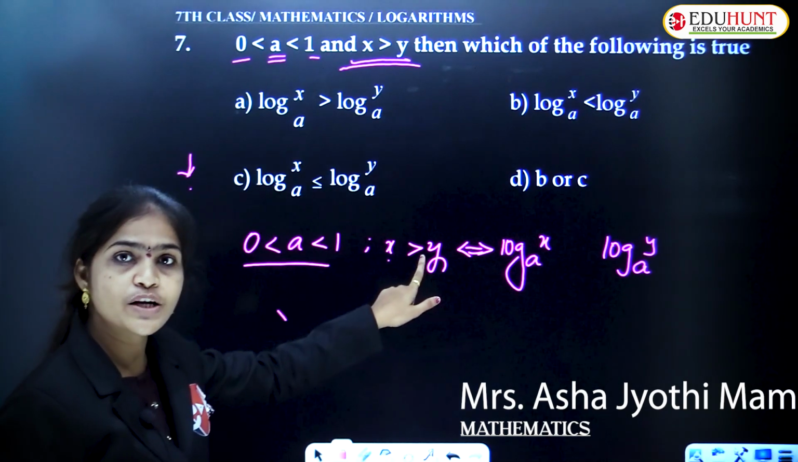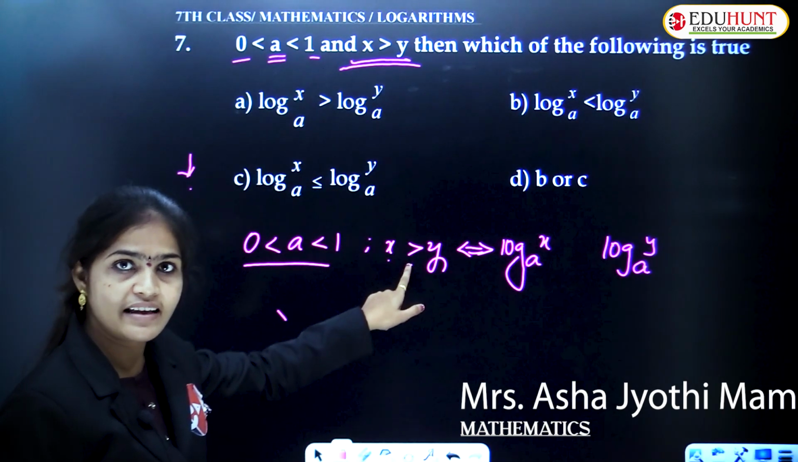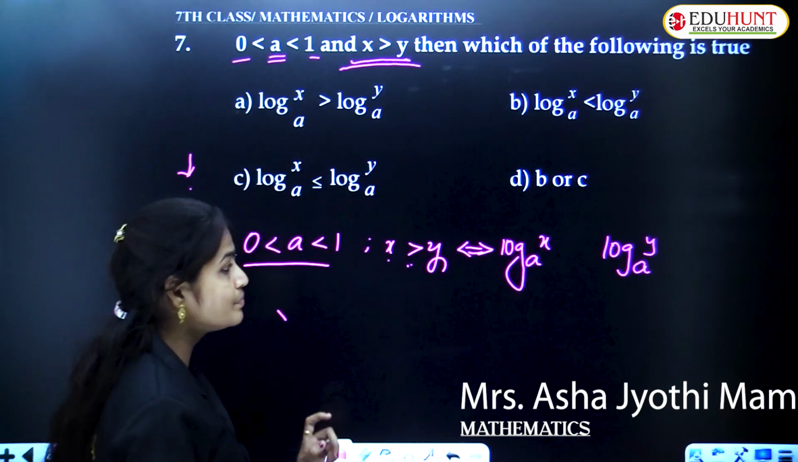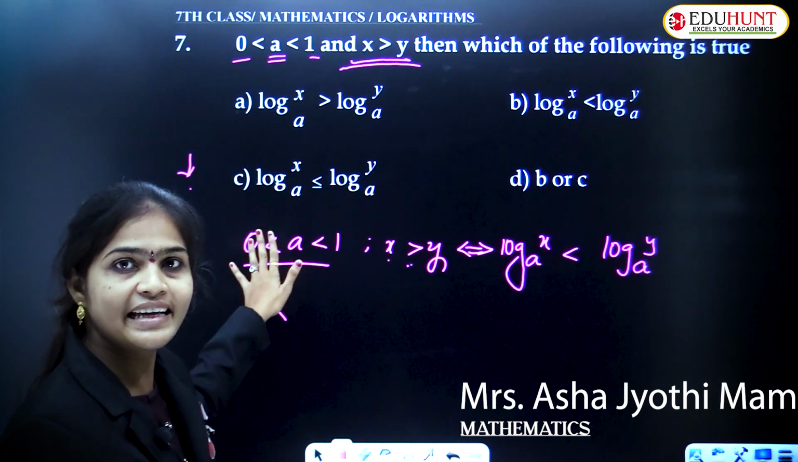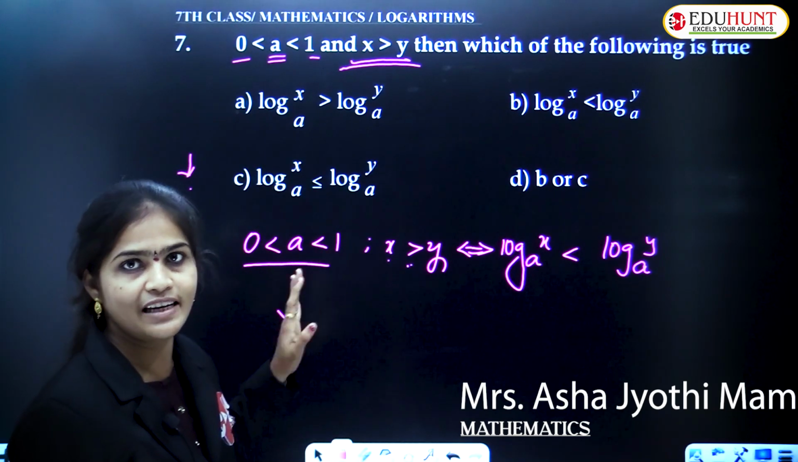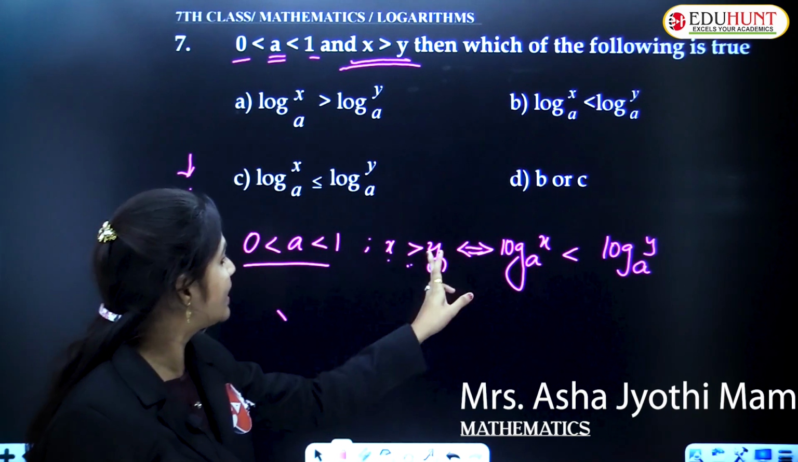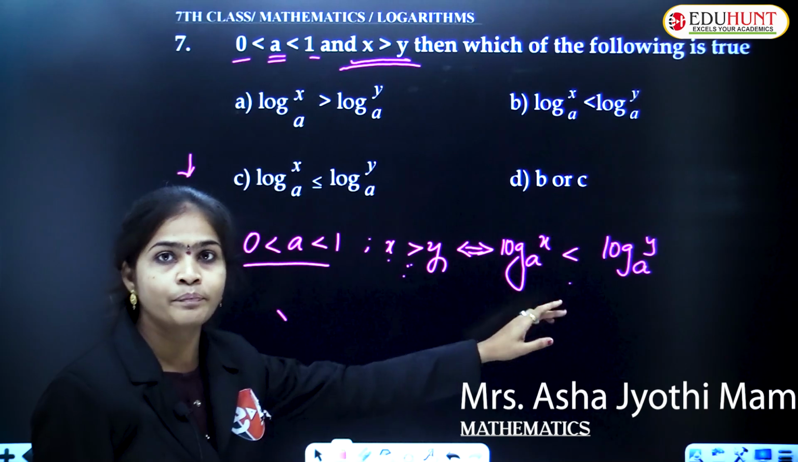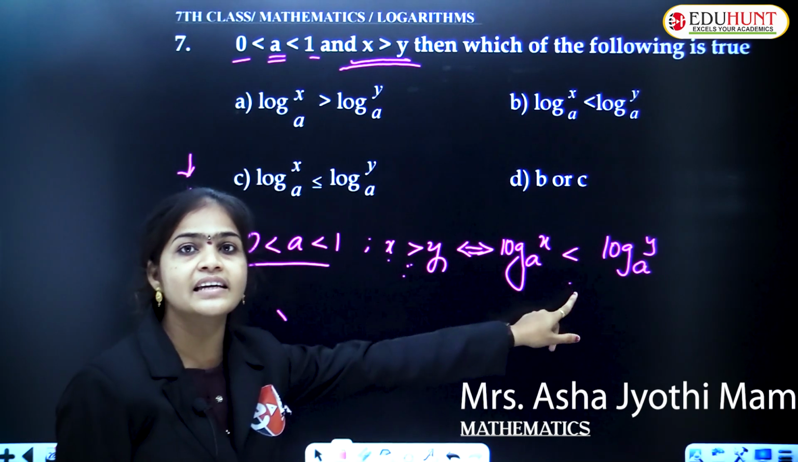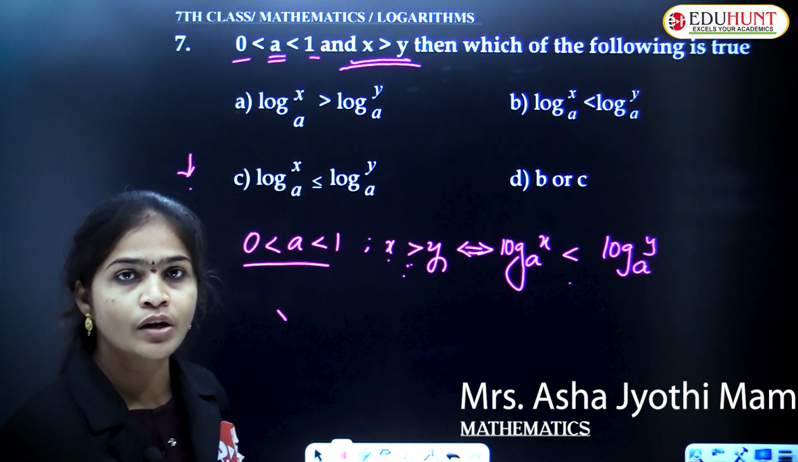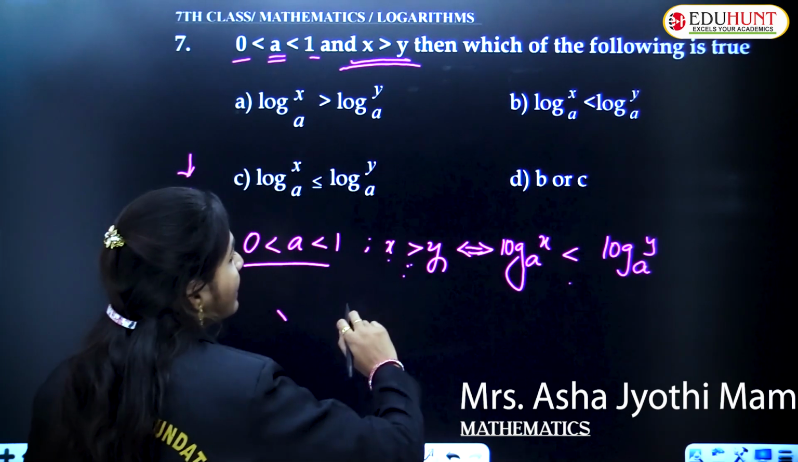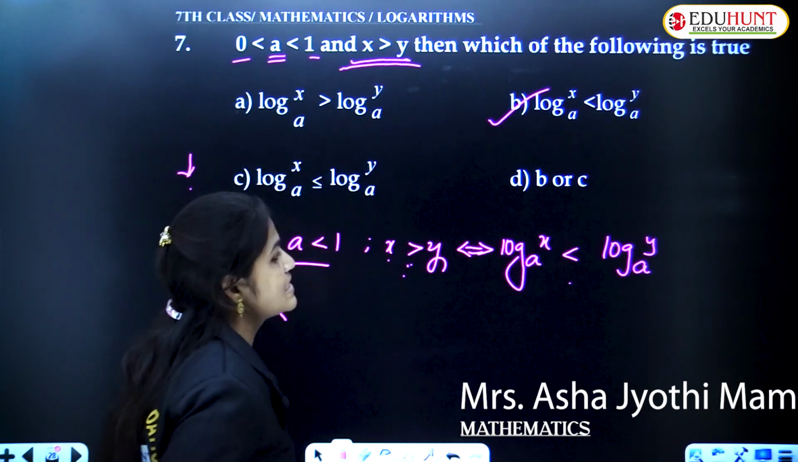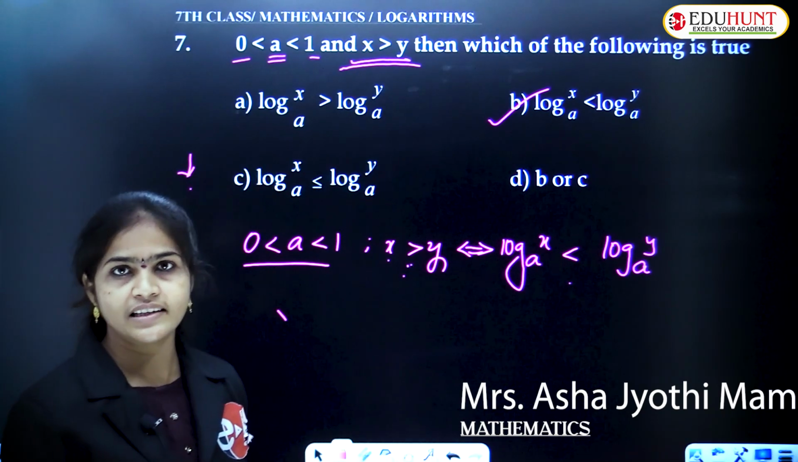So between x and y, which symbol is there? Greater than is there. So which symbol will come? Yes, the less than symbol will come. Why? Because this is a decreasing function, so there is a change in its sign. For example, if less than is there, then the greater than symbol will come. So which option is correct? Yes, log x to the base a is less than log y to the base a. Option B is correct here.